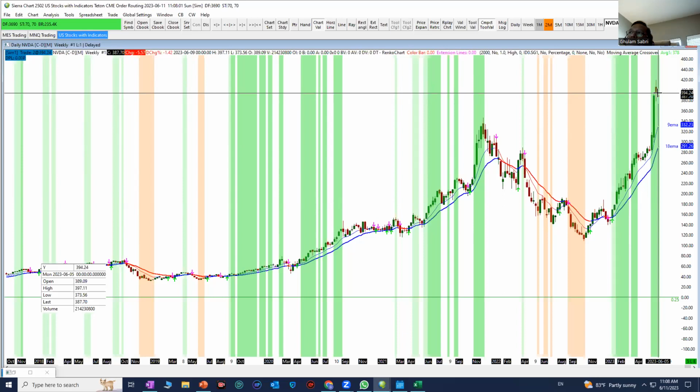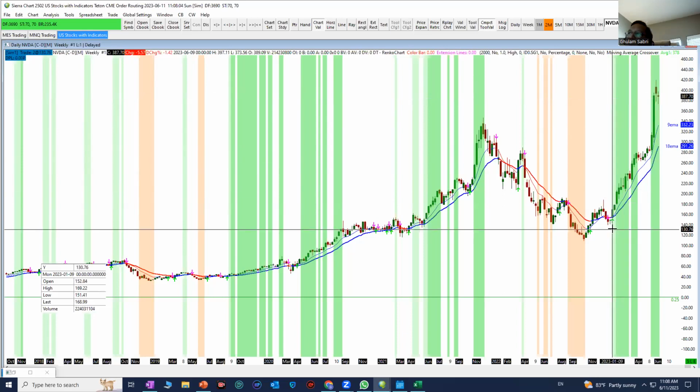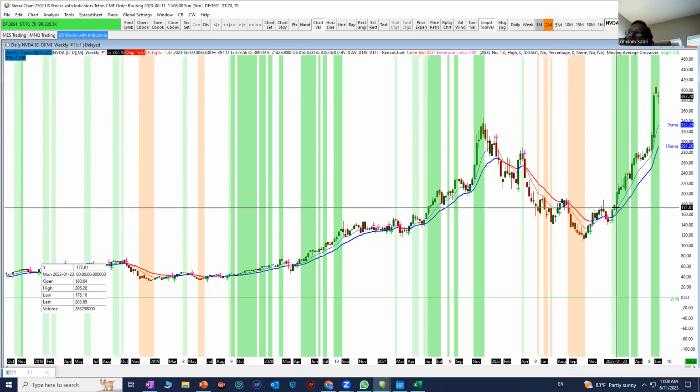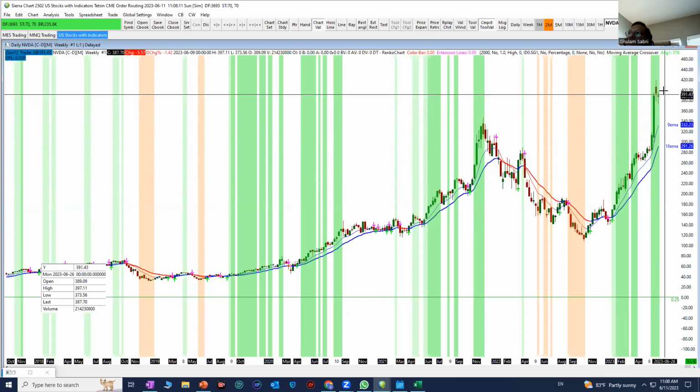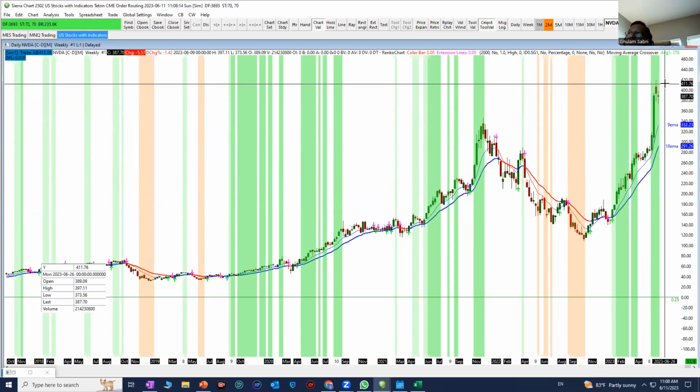Now, you want to be a part of that move. What if you have this indicator on hand with you? You see this turning green, and you buy it right here at 175. At this point, you would have been at around 400, correct?